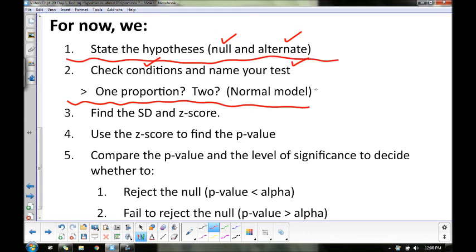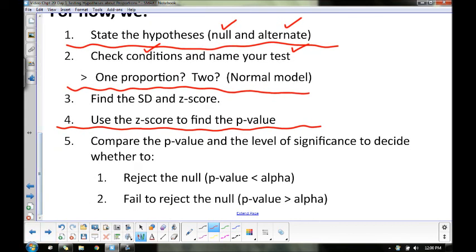You're going to need to, this is your work here, so this is hypothesis, this is test, and then this down here is your work shown. You have to find the standard deviation and the z-score that goes with the values that you have, and use the z-score to find the p-value. And the last thing that you do, your conclusion, is compare the p-value to the level of significance to decide whether you're going to reject the null or fail to reject.